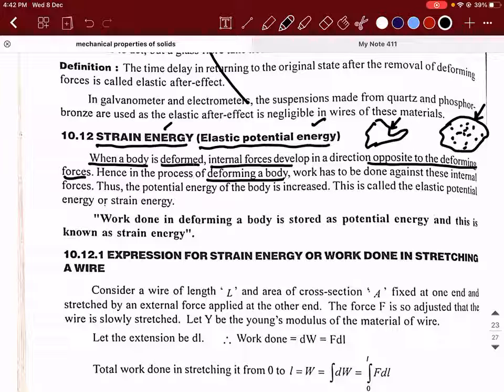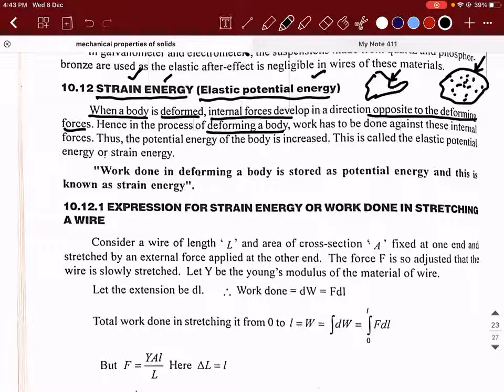Right? So this work that you do will get stored in some form of energy. In this case, it will get stored in the form of elastic potential energy, but a more appropriate word is strain energy, because the material is undergoing a strain. So if you're able to calculate the work done, that will mathematically give you the value of the strain energy. That is what we are going to see. Now read the statement. Hence, in the process of deforming a body, work has to be done against these internal forces. Thus, the potential energy of the object is increased. This is called the elastic potential energy or strain energy.